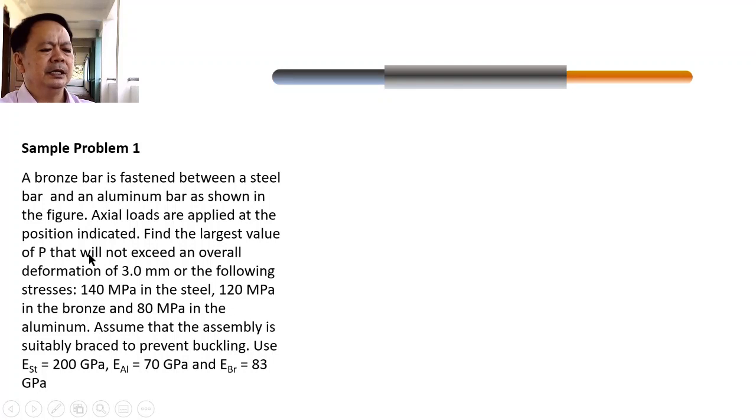Find the largest P that will not exceed an overall deformation of 3.0 mm or the following stresses: 140 megapascal in steel, 120 megapascal in the bronze, and 80 megapascal in the aluminum. Assume that the assembly is suitably braced to prevent buckling. Use E of the steel to be 200 gigapascal, E of the aluminum at 70 gigapascal, and E of the bronze at 83 gigapascal. So I have here the composite bar that is subjected to the following loads.